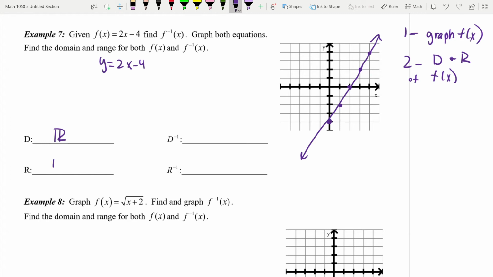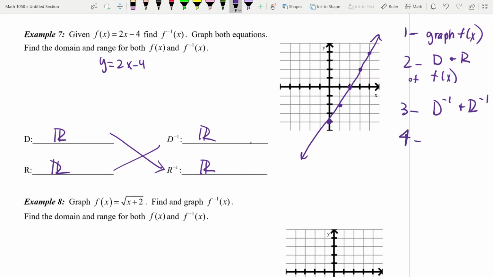All reals. The third thing you should do is find the domain and range of the inverse. See this domain? Put it right there. See this range? Put it right there. So I just found the domain and range of the inverse. I don't even know what the inverse is, and I don't have a graph. I don't care, because I know those flip-flop. So I just do it at the beginning.